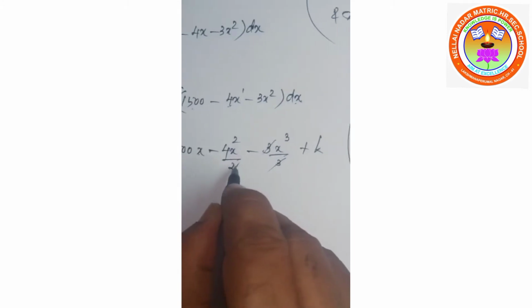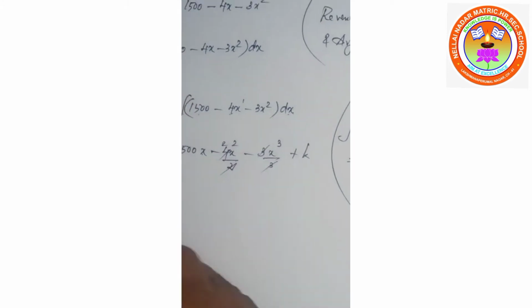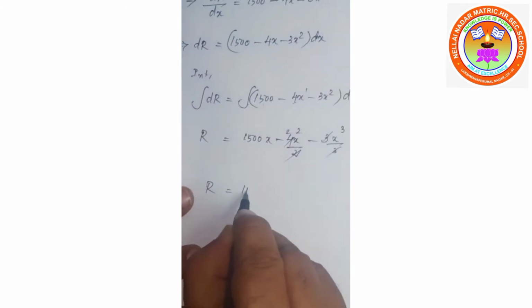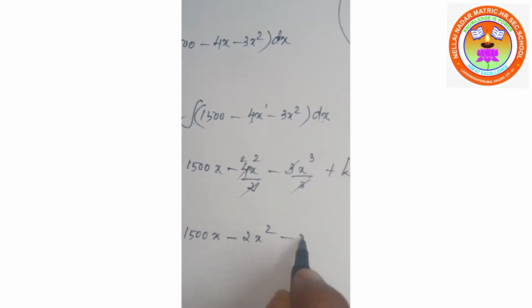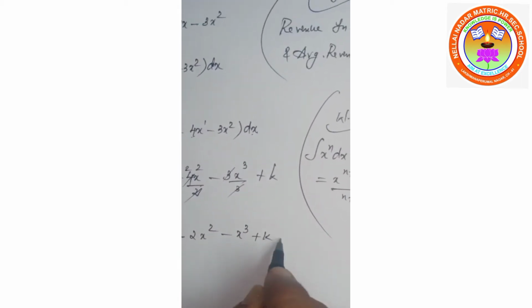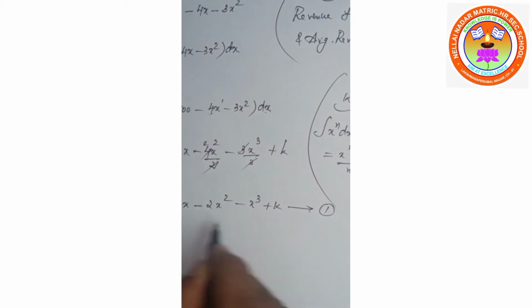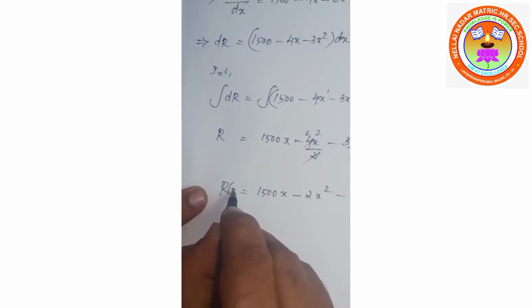3 gets cancelled. 4 table, how many times? 2 times. So r equals 1500x minus 2x squared minus x cube plus k. Let it be number 1. So revenue in terms of x, so introduce x here.